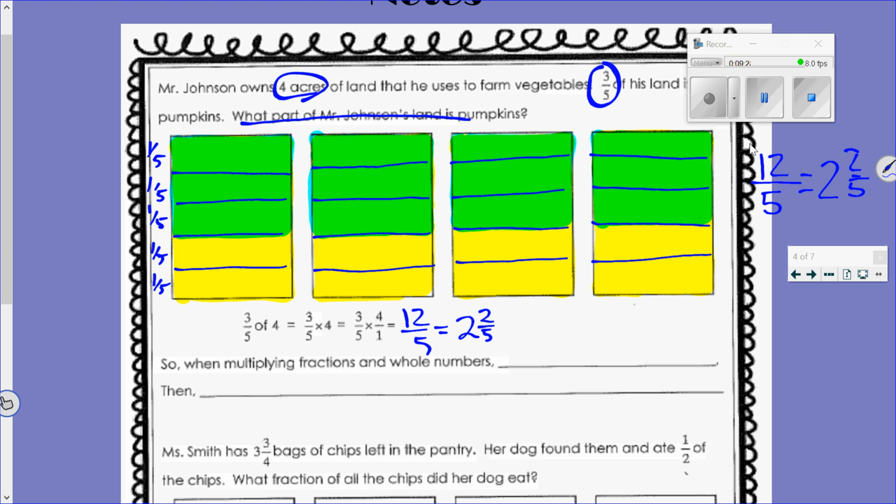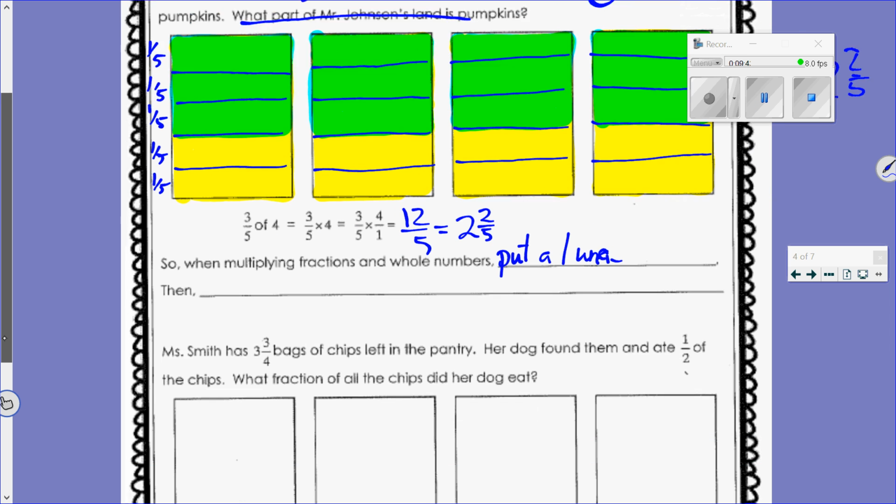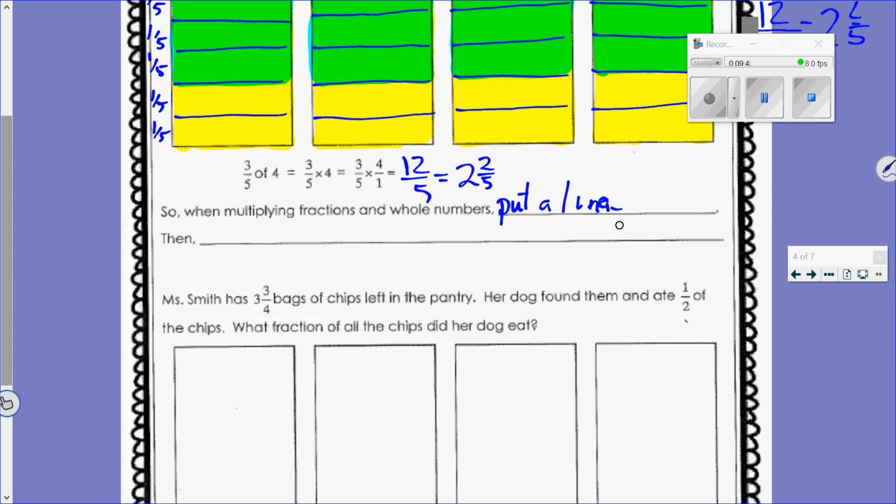So to multiply fractions and whole numbers, first thing we need to do is put a 1 under the whole number. I need to bring this down. It's supposed to say under. Under the whole number.